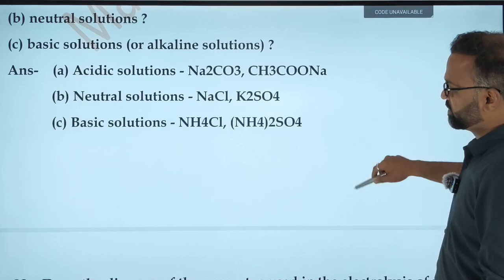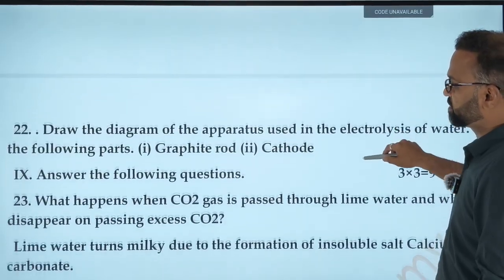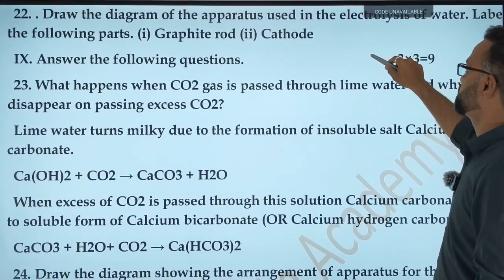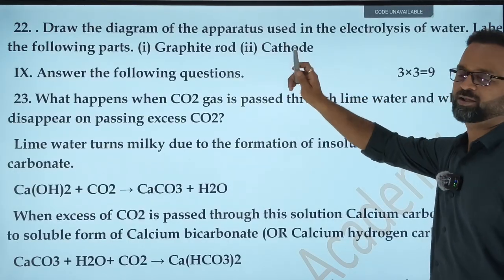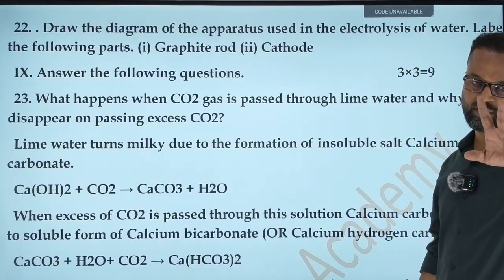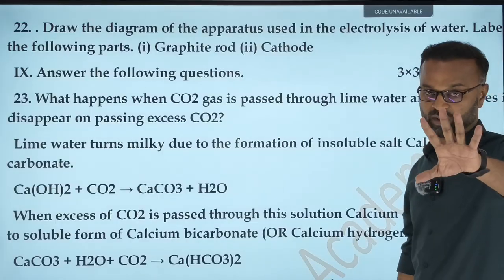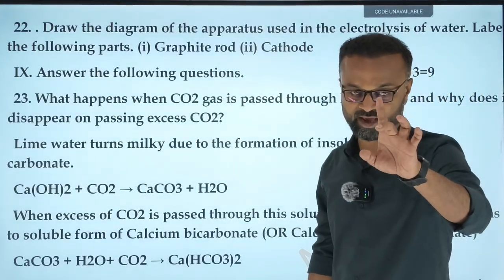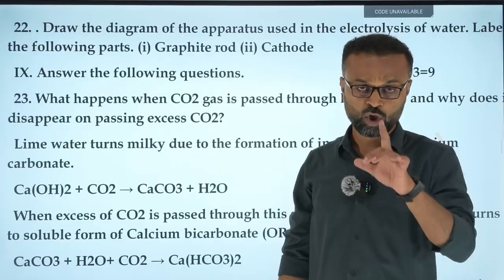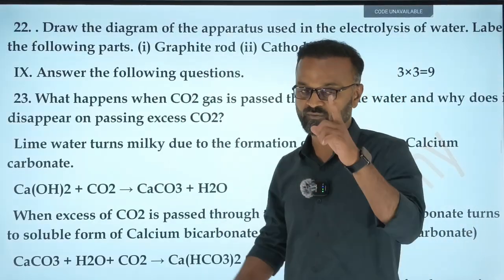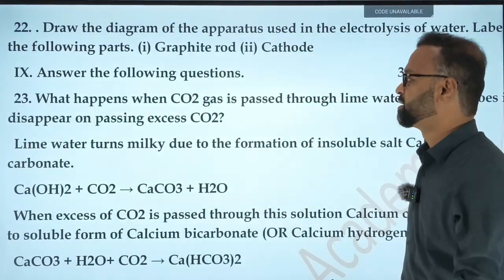So one more question, if I am not wrong. Yes. Draw the diagram of the apparatus used in the electrolysis of water. They ask you to label graphite, anode and cathode. This is a fixed question. Two diagrams in chemistry carry the weightage of 5 marks. One is the reaction of zinc with sulfuric acid, that is hydrogen gas liberation, or the pop sound diagram, and the other is electrolysis of water. Compulsorily they will ask. Practice it.